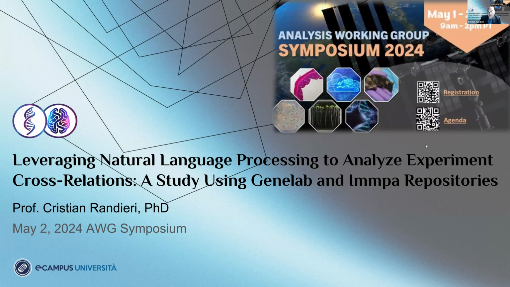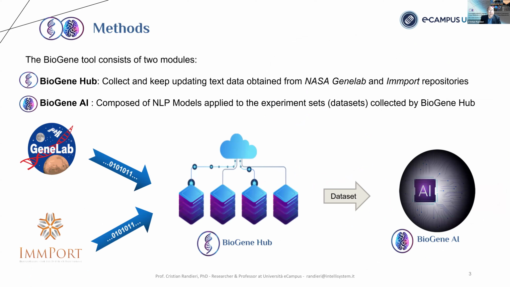The BioGene tool that we developed consists essentially of 2 modules. The first is the BioGene Hub, which collects and keeps updating text data obtained from NASA GeneLab and the IMPA repository. And the second is the BioGene AI, which is composed of NLP models applied to the data sets collected by the BioGene Hub.